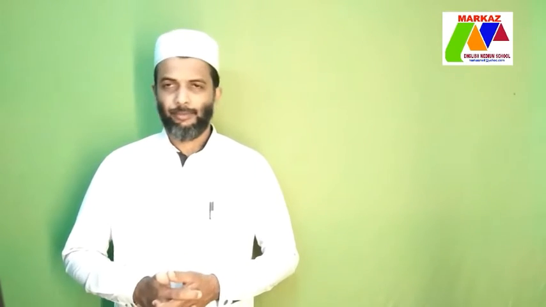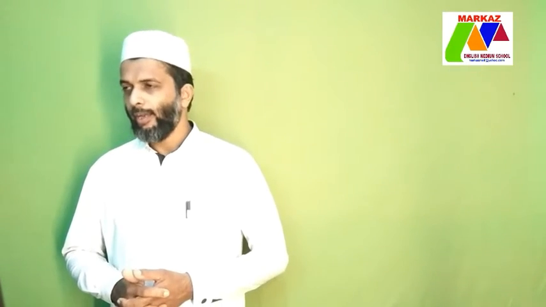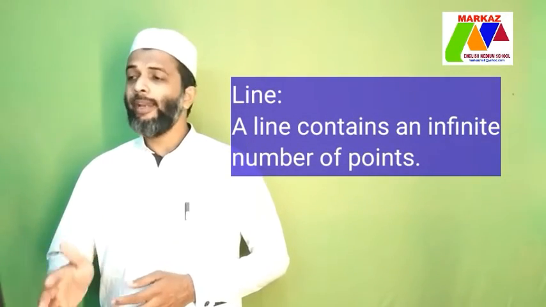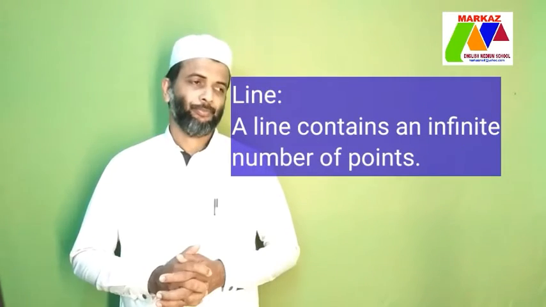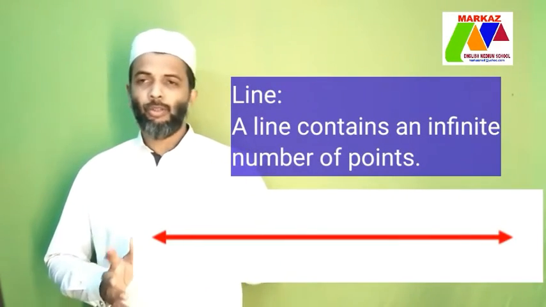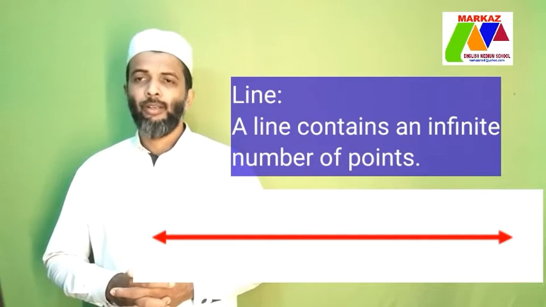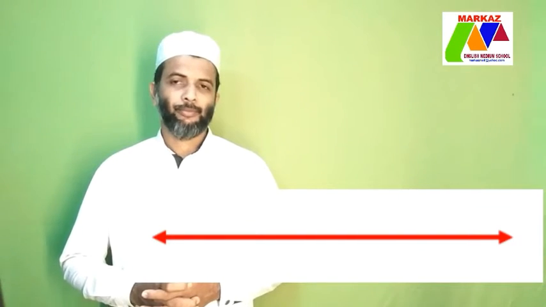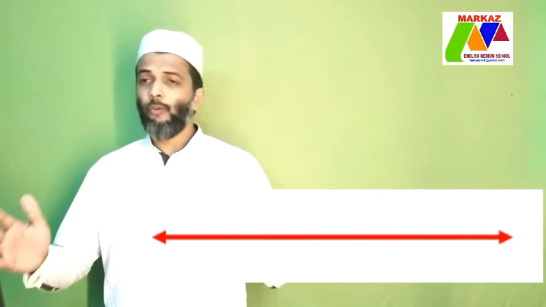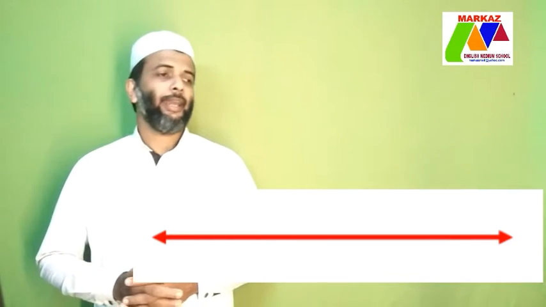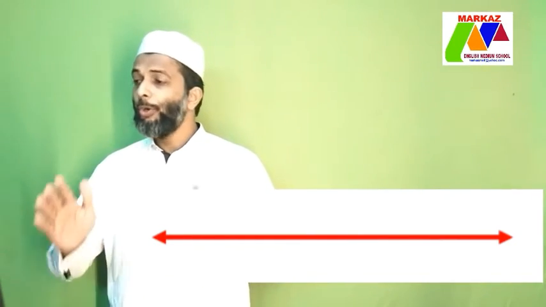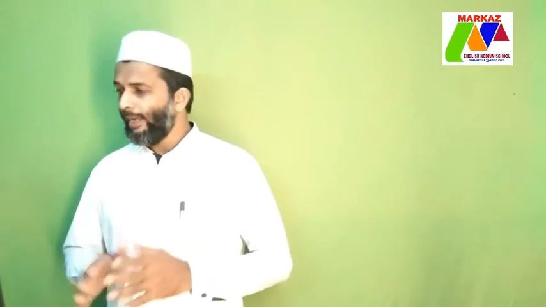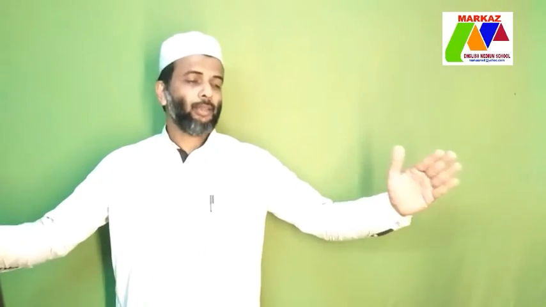Second one, line. Write down line. A line contains infinite number of points. Draw a line with ruler with 2 arrows. The arrows at the ends of a given line indicate that it has no beginning or no end. That is, a line extends in both directions.